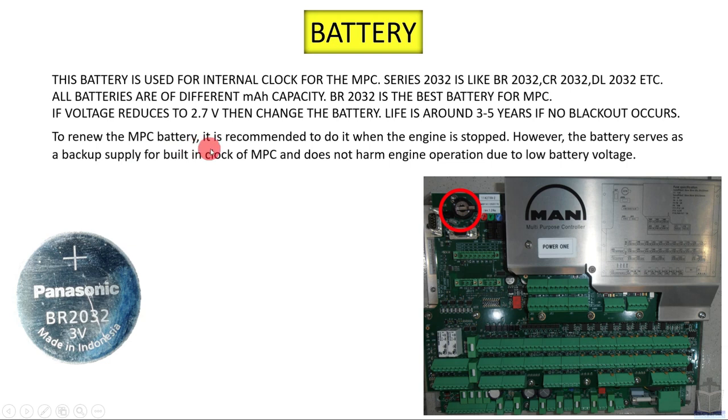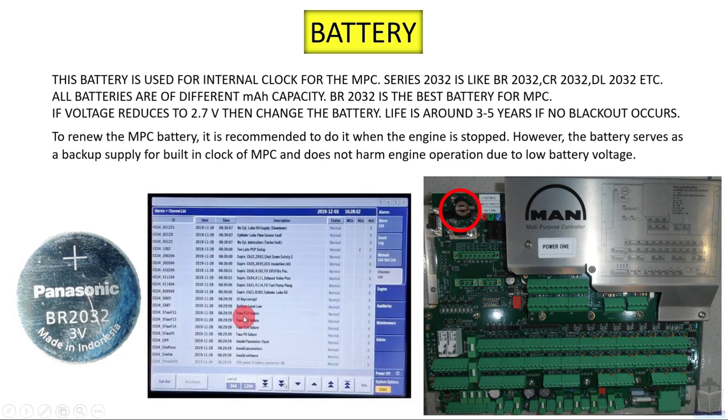To renew the MPC battery, it is recommended to do it when the engine is stopped. However, the battery serves as a backup supply for the built-in clock of the MPC and does not harm engine operation due to low battery voltage. So even though the battery voltage goes down, it is not going to harm the engine operation. There is no need to panic if you get the low battery voltage alarm. Here you will find this battery voltage low alarm. This alarm is available for all MPC. When the battery potential goes down, this alarm will appear. But no need to panic. You change it whenever you get the time.